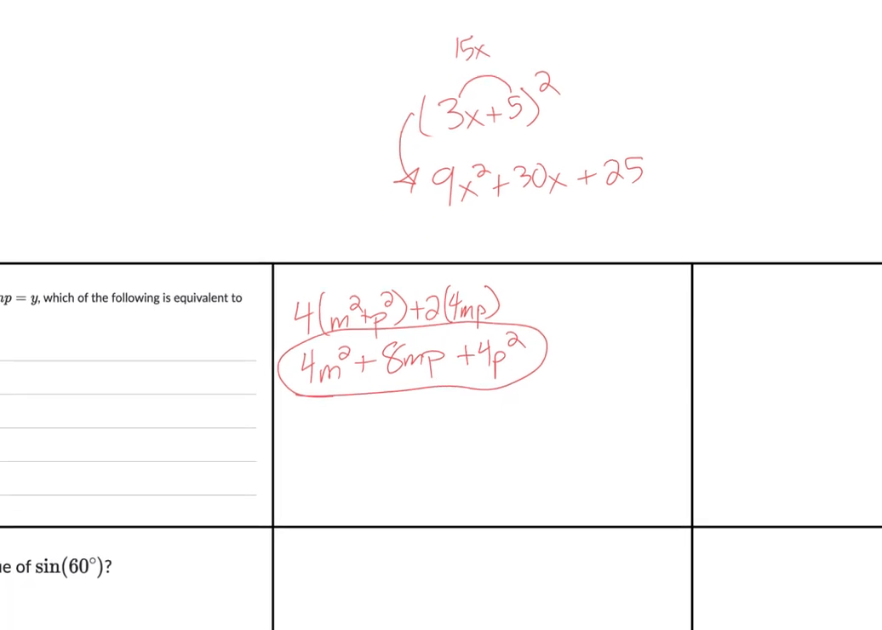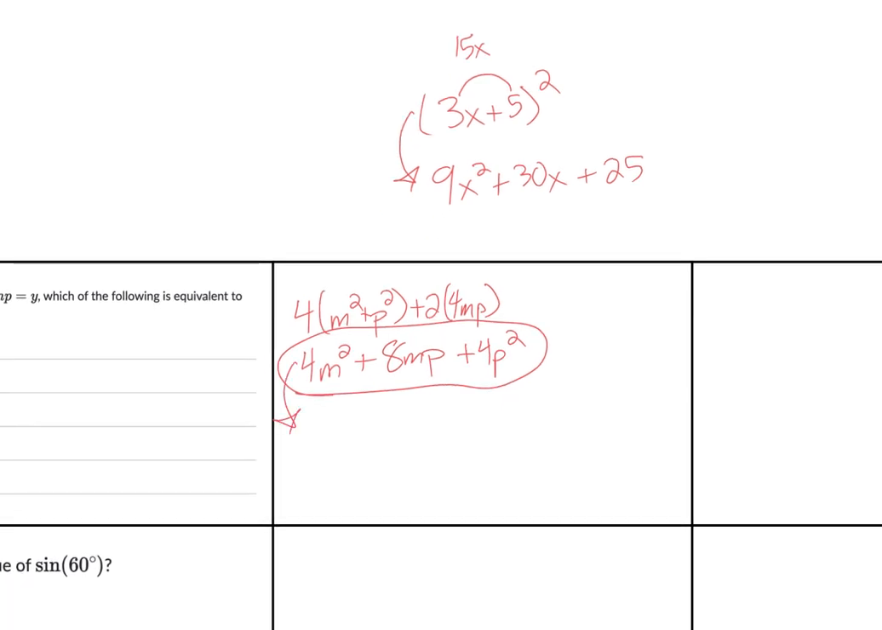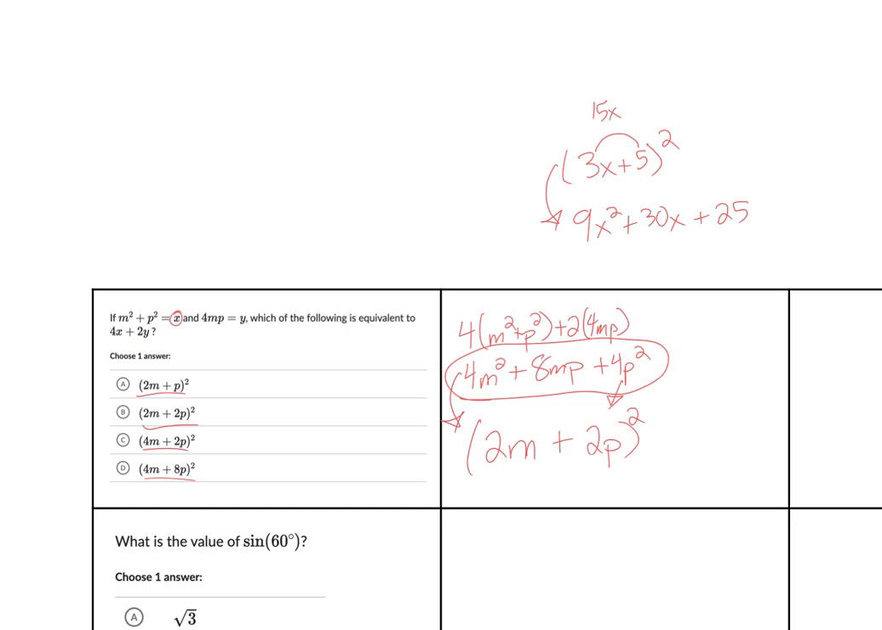Now I did that forwards with a binomial that we're familiar with so that we can go backwards. So I need to square root this, and that gives me 2m. I need to square root this, and that gives me 2p. And then I need to check, if I multiply this together and double it, will that give me that middle term? And it does, so I should be having (2m plus 2p) squared. And that's B.